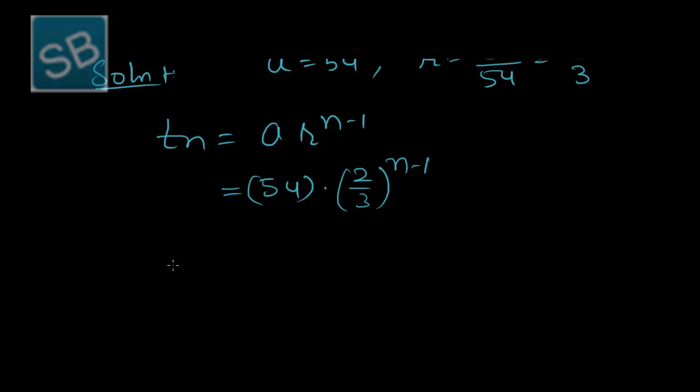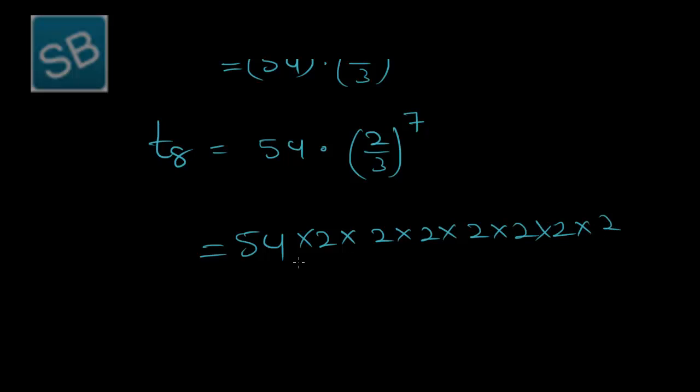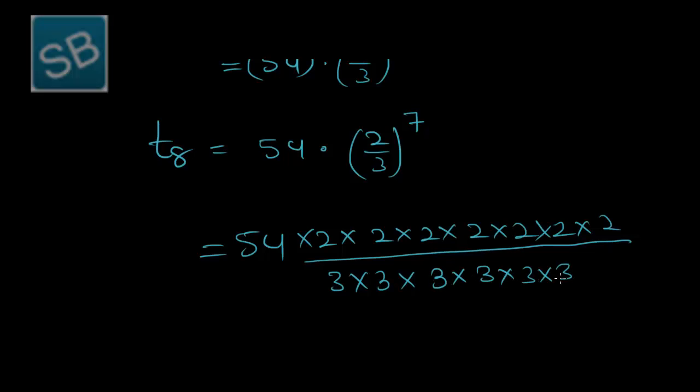And we have to find its eighth term, so T8 by substituting 8 in this: 54 into (2/3) raised to power 8 minus 1, which is 7. So open it: 2 to the power 7, that is 2 multiplied 7 times, over 3 to the power 7, that is 3 multiplied 7 times.